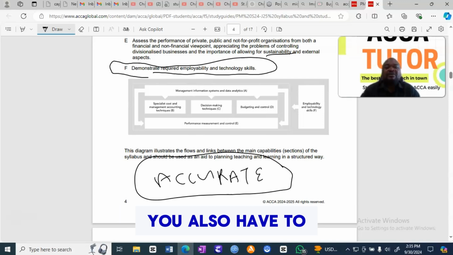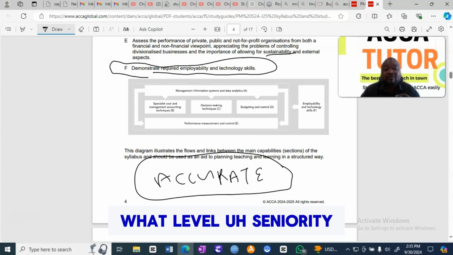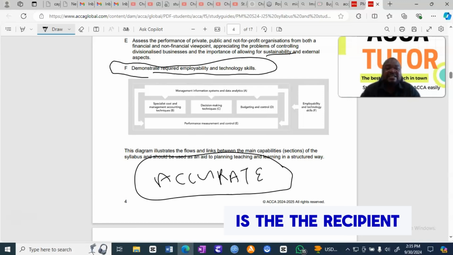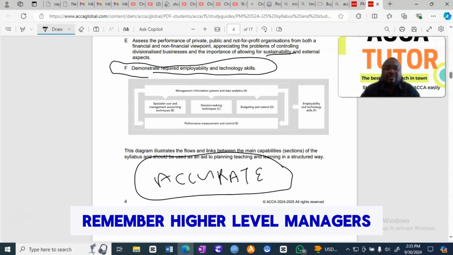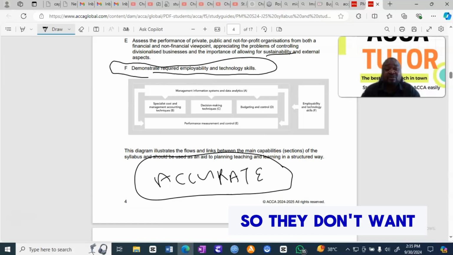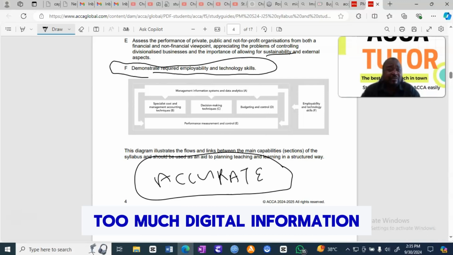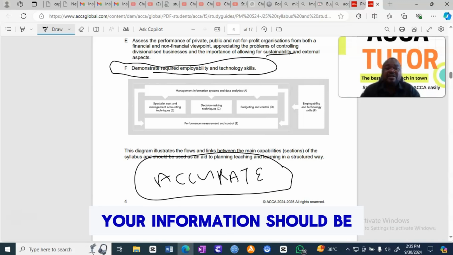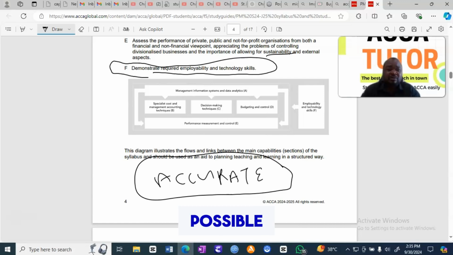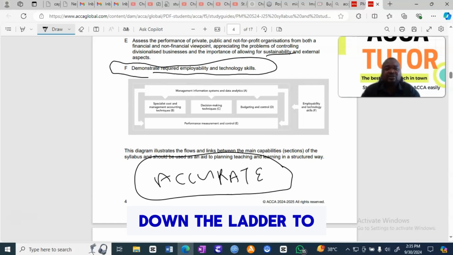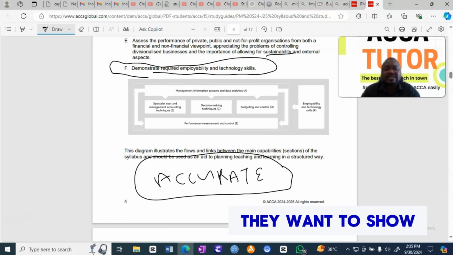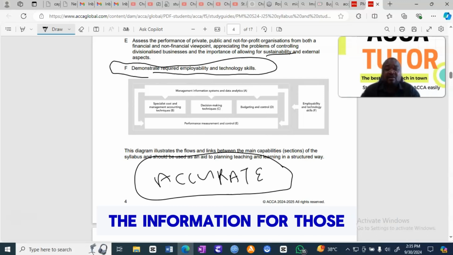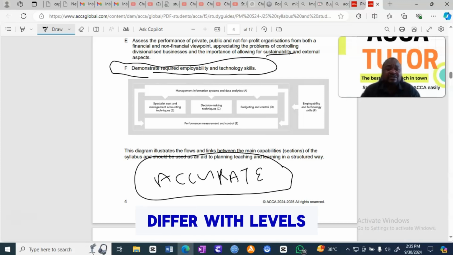You also have to have the recipients in mind. What do they expect? What level of seniority is the recipient? Remember, higher level managers are so busy, so they don't want too much detailed information. Your information should be as precise as possible. But as we go down the ladder to maybe supervisors, they want detailed information. So the information requirements differ with levels.